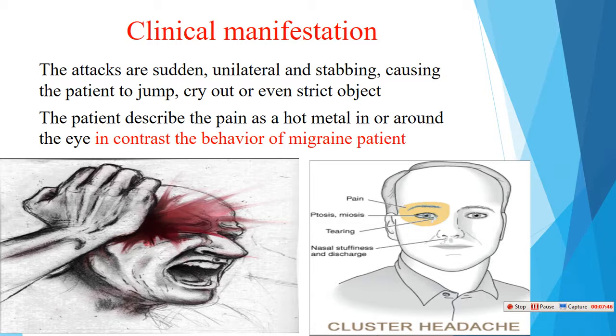Because the patient described the pain as hot metal around the eye. In contrast, in the behavior of migraine, as you remember, migraine patients need sleep, a dark room, and silence as possible. But with this type of vascular pain, the patient may jump, cry, or strike objects. This is in contrast to the behavior of migraine patients.